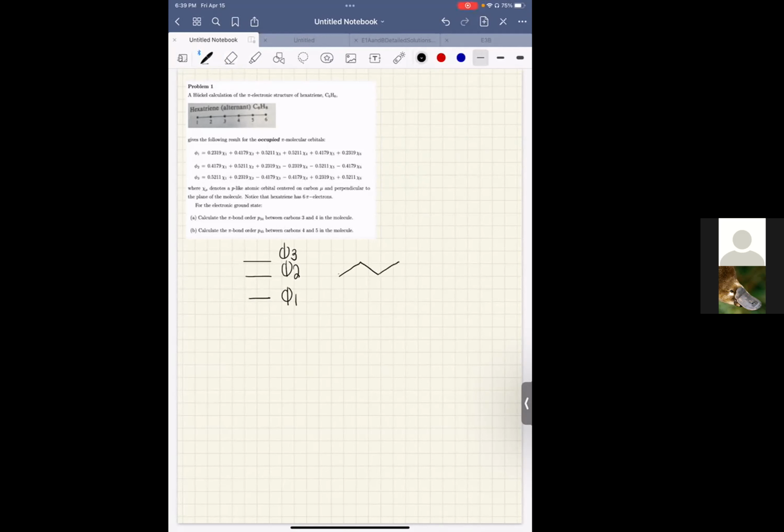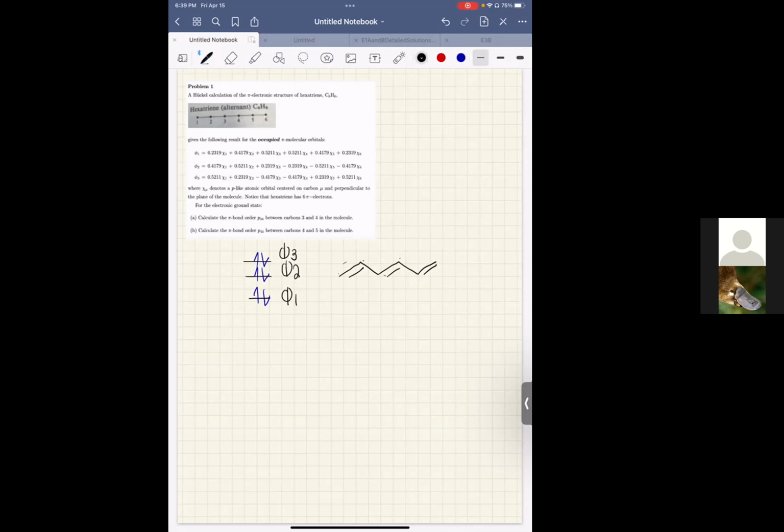It's going to have a bunch of double bonds: 1, 2, 3, 4, 5, and that's going to be 6. So you're going to have 6 electrons conjugating in the system: 1, 2, 3, 4, 5, 6. And we're going to use this information to solve for our equation below.